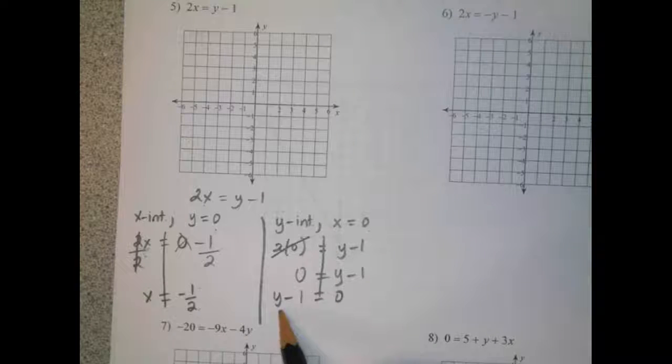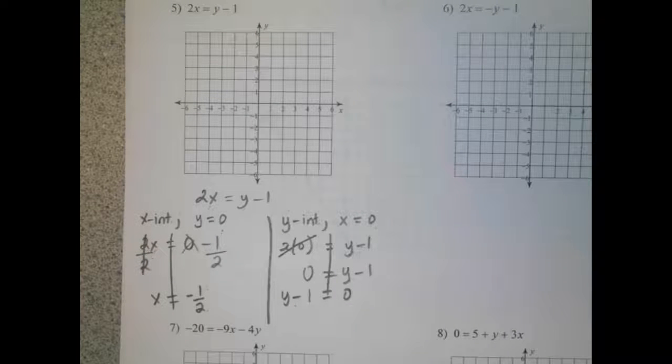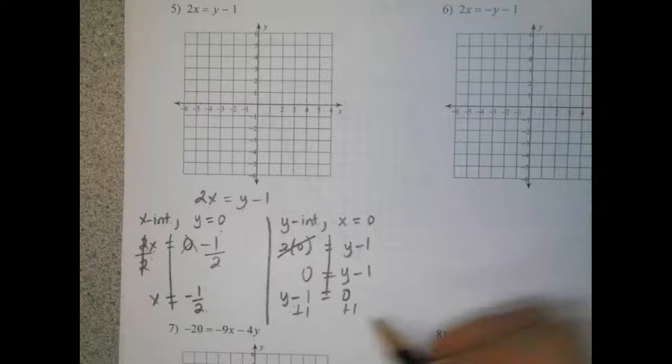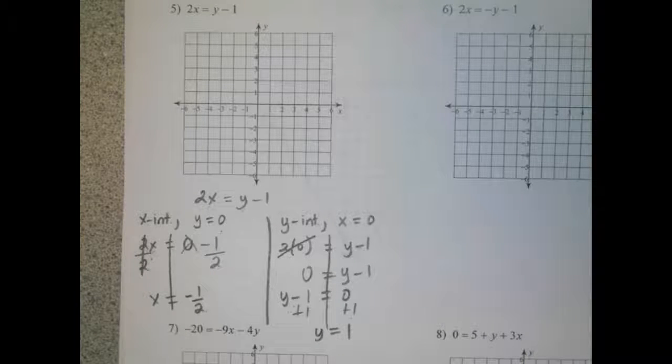But I still don't have y by itself. So how do I move this negative 1 to the other side? The inverse operation of subtraction is, what is it? Addition. So I'm going to add 1 to both sides. All right, so now I get y is equal to positive 1. And this becomes my ordered pair.